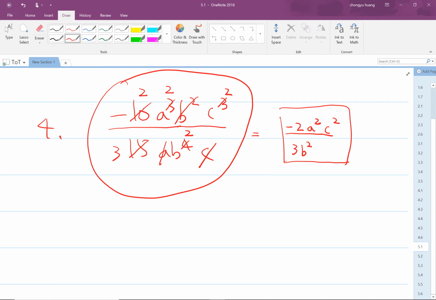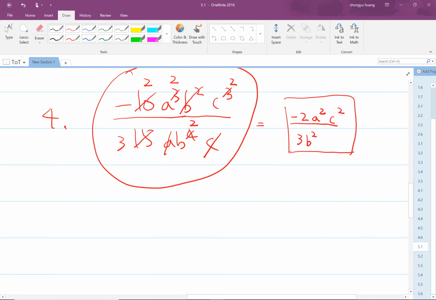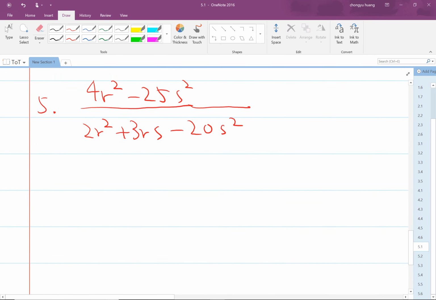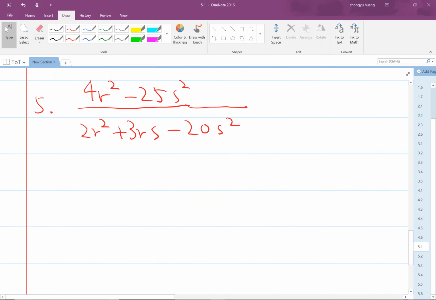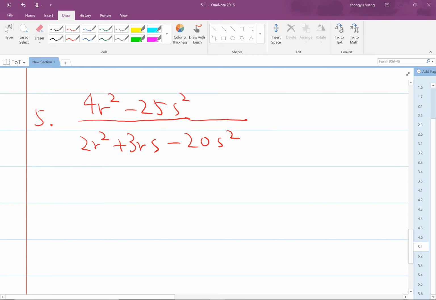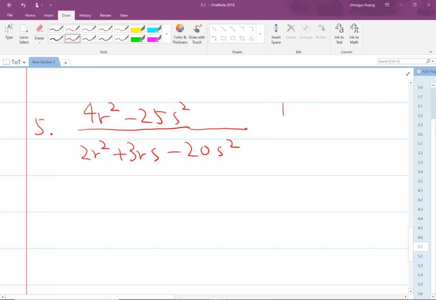All right. So let's move into question 5. Okay, question 5. What you can see is that question 5 is getting a little bit complex, right? For question 5, what we have is 4r squared minus 25s squared over 2r squared plus 3rs minus 20s squared. You may be thinking it's quite difficult, but it's actually not. Okay, so let me recall one of the properties.